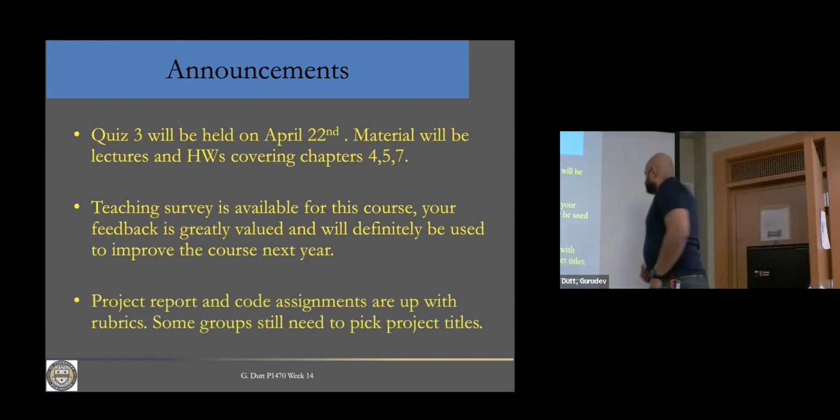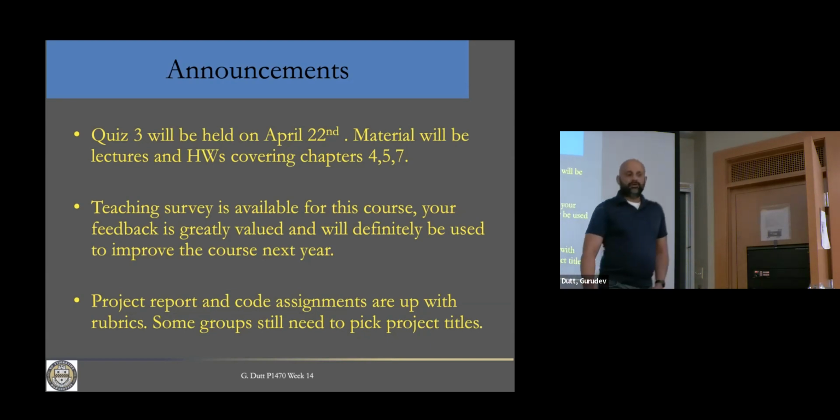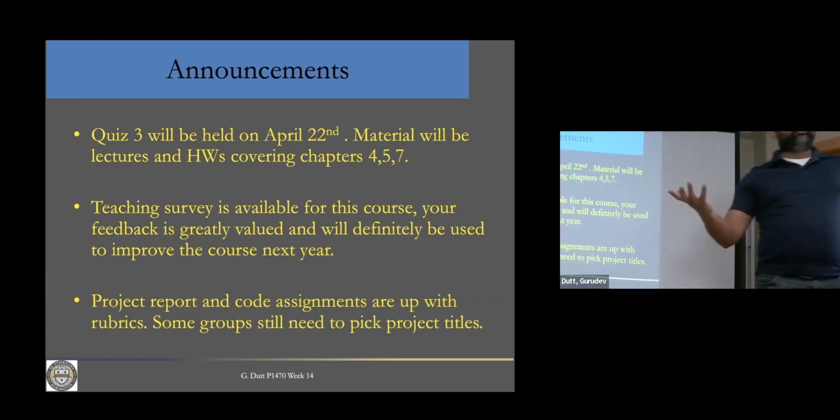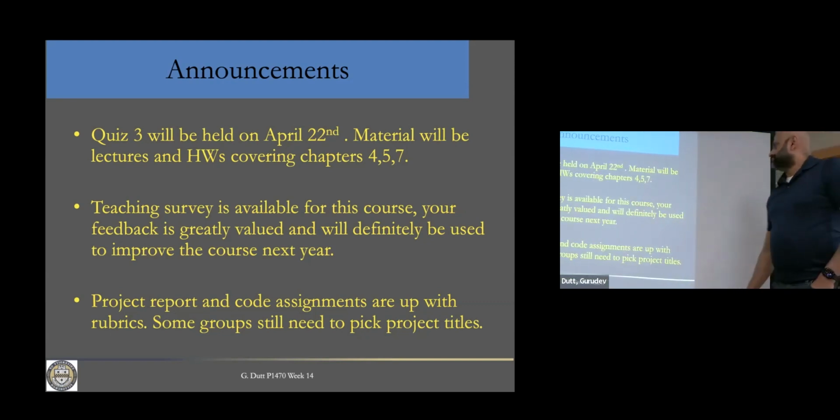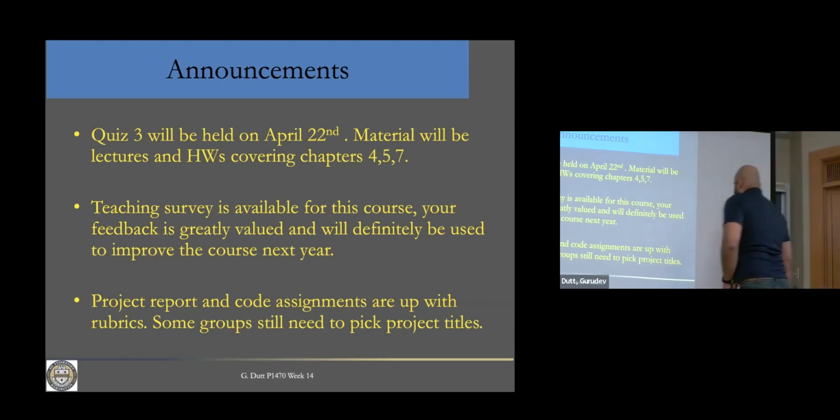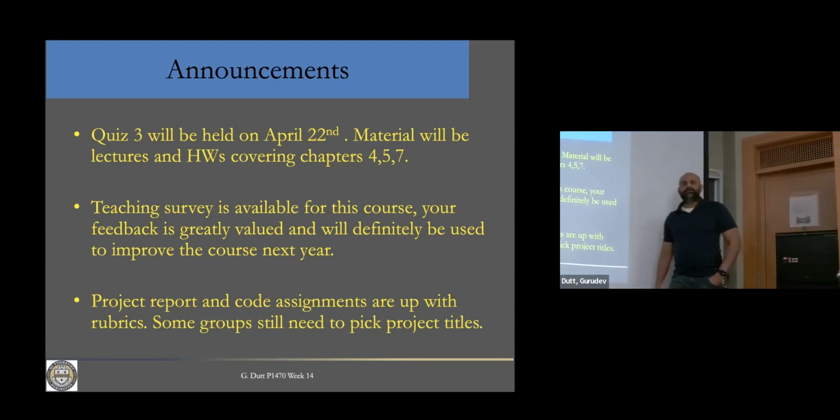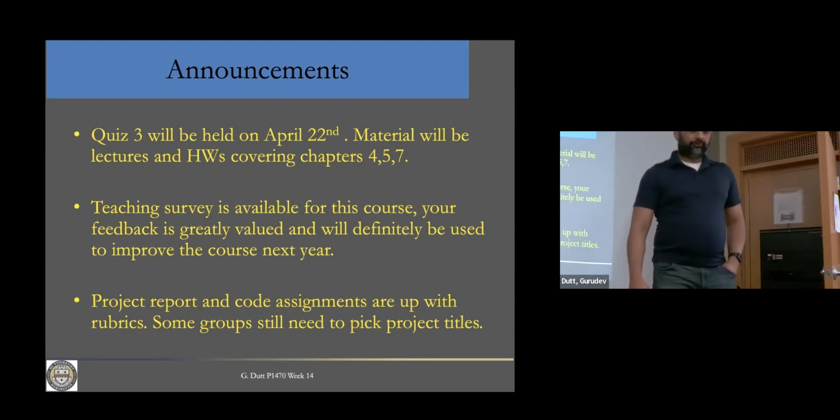Okay, and the last thing, which you all probably know already, and you've spent some time, I'm sure, forming your groups, but I just wanted to point out that the assignments for the project report and the code are now available on the Canvas, and they have rubrics also associated with them. So you can look at that. I haven't heard from a couple groups on their project title. So if you're still a little bit uncertain, make sure you talk to your group members, but also if you need any guidance, please contact me so I can suggest a topic for you.